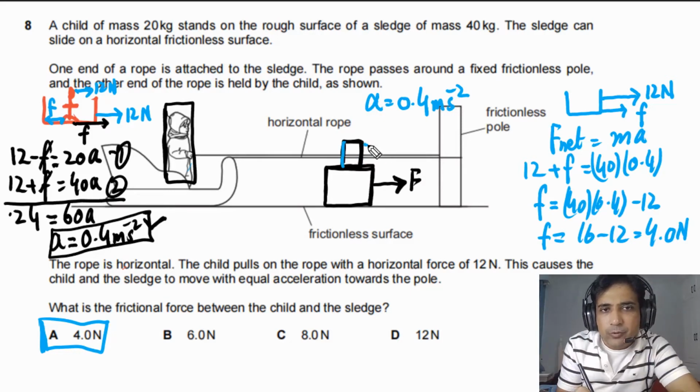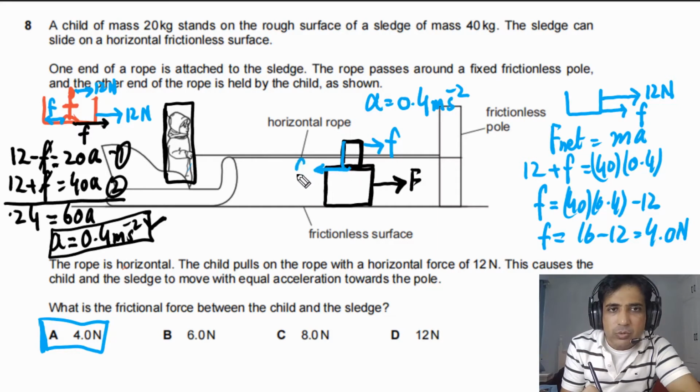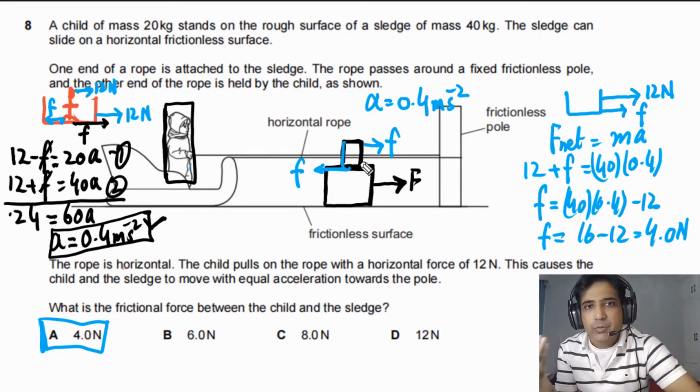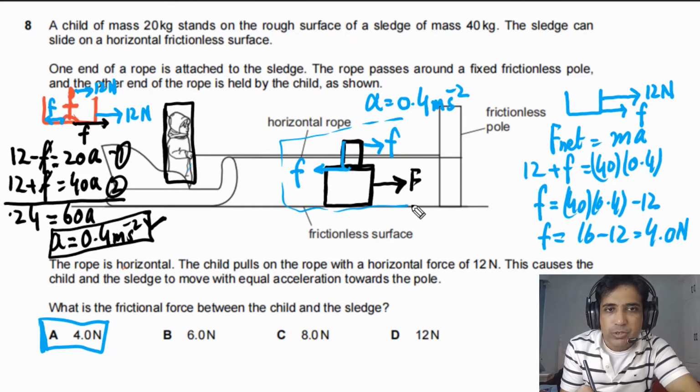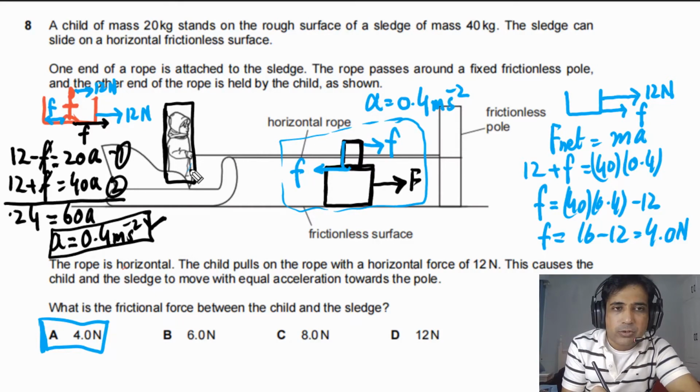So the force of friction on this small box has to be to the right. And the force of friction on this big box has to be to the left. Because this block has a tendency to go back, the force of friction on this one will be to the right. And this box has a tendency to go to the right, and the force of friction on this one has to be to the left. So this is a very important concept, and this is the concept we have used to find the force of friction on the child.